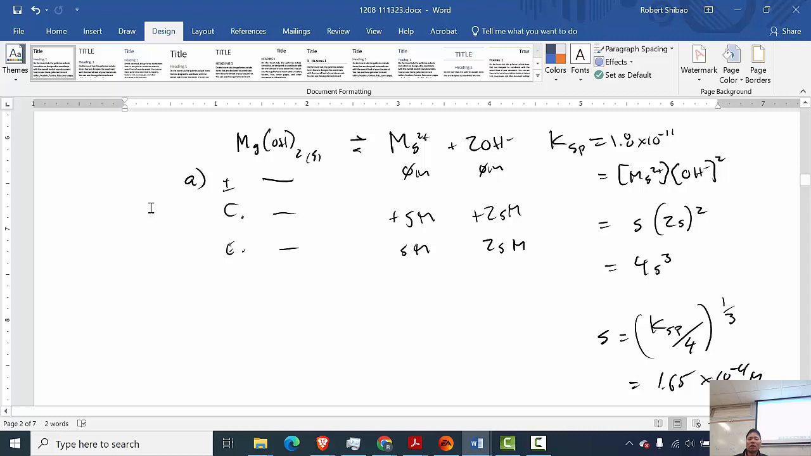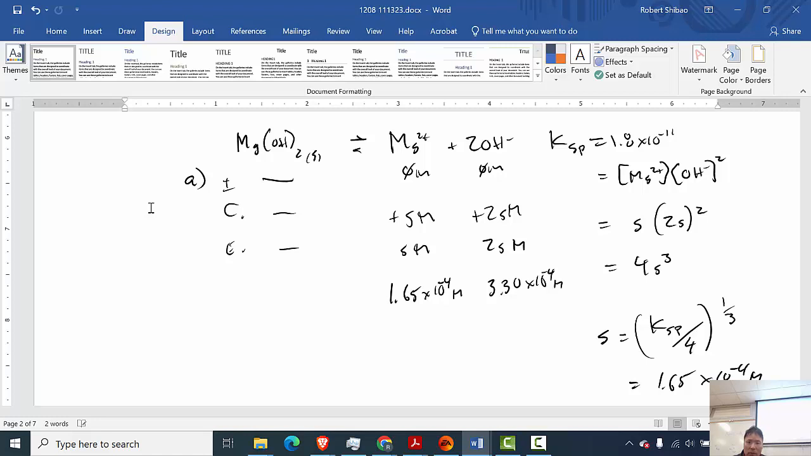Magnesium is a much smaller cation than calcium, strontium, and barium, so you kind of expect its solubility to be lower than the others. But let's double check to make sure I didn't mess up the calculations. And so I need to double this, so times 2. The hydroxide concentration should be double, 3.30 times 10 to the minus 4 molar. And then we check our K value and see what that equals.